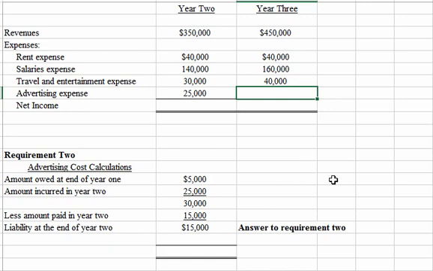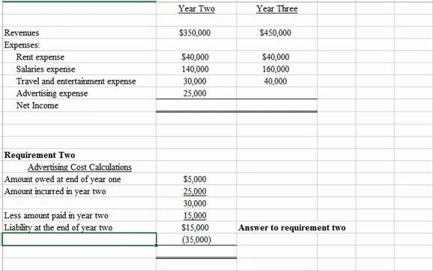We also know in year three, we paid the advertising agency $35,000. So we're going to subtract that out. And we'll take the absolute difference, really, you guys. And I'll just call that less cash paid in year 3. So what did we owe them at the end of year 2? $15,000. If we subtract out what we paid them in year 3, the $35,000, that difference will be our advertising expense for year 3, since we know at the end of year 3 our liability is 0.